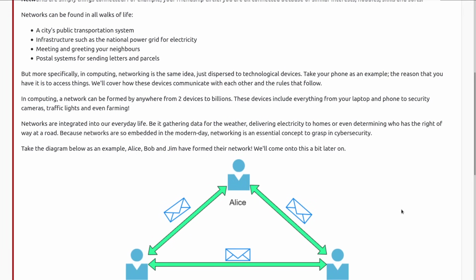But more specifically, in computing, networking is the same idea, just applied to technological devices. Take your phone as an example. The reason that you have it is to access things, because if it didn't do anything, it'd be kind of like an old Palm Pilot or an old PDA where it's not that much good. It may be a calculator, disputing the claim that your teacher would say that you wouldn't have a calculator carried around in your pocket all the time. But you can see the importance of networks. We'll cover how these devices communicate with each other and the rules that they follow.